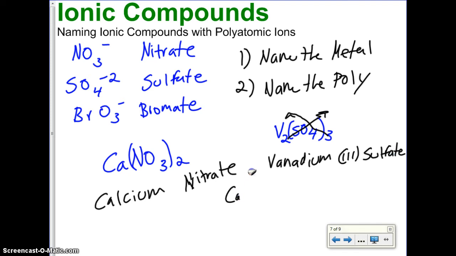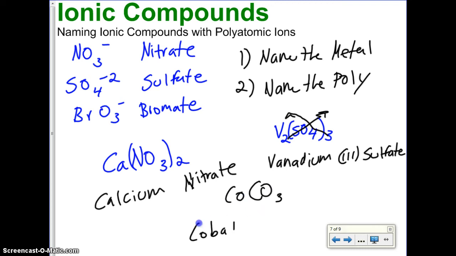Oh, that's an O. Let me try that again. Sorry, guys. Let's say we have CoCO3. Well, that's cobalt and carbonate. CO3 is carbonate. Cobalt's a transition metal. Carbonate's a polyatomic ion. We need the charge for cobalt.